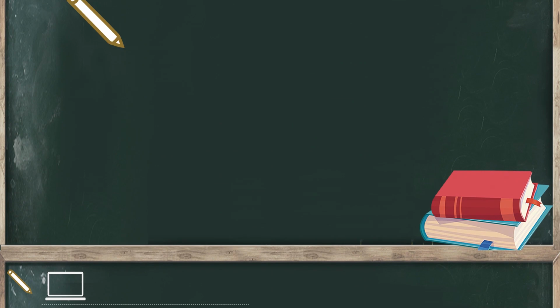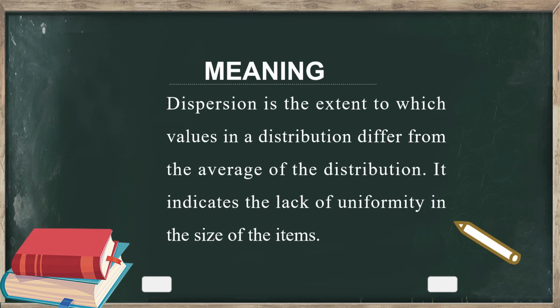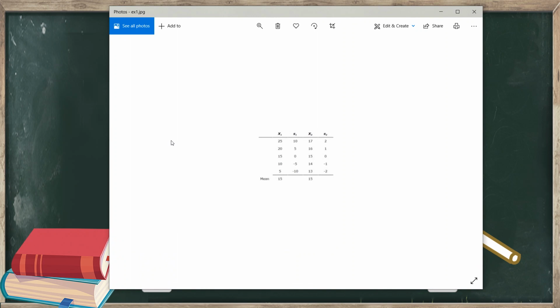Next we have the meaning of dispersion. Dispersion is the extent to which values in a distribution differ from the average of the distribution. It indicates the lack of uniformity in the size of the items. To help you understand what this lack of uniformity is, here I am going to give a small example for you. All of you just observe this example.